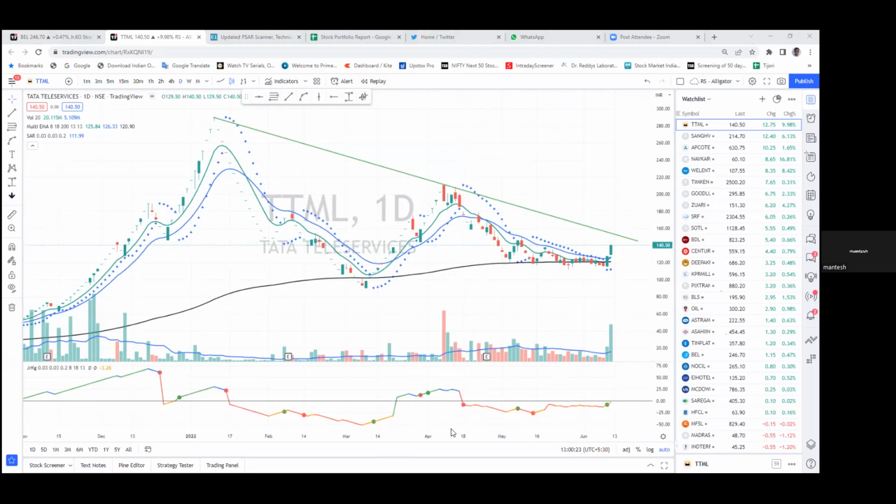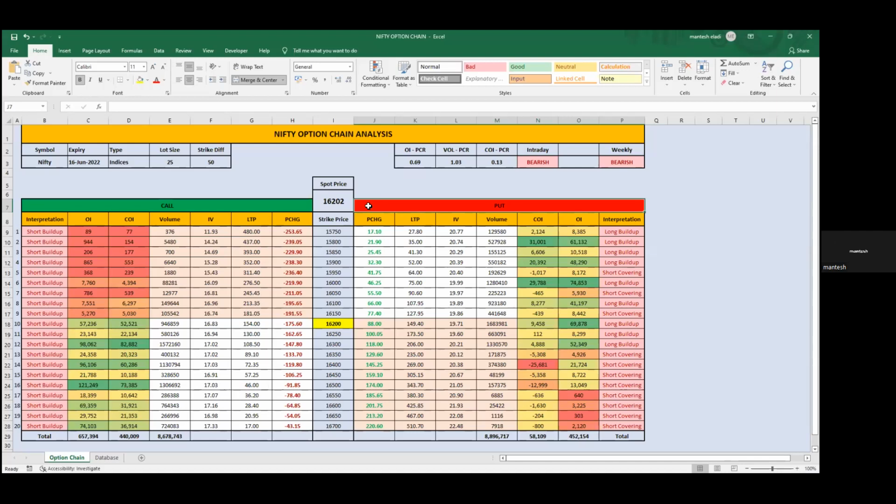Amit, can you see my screen? We can see the TTML chart. Okay. You can't see that Excel sheet? No. Okay, now maybe. Yeah, it's visible now.